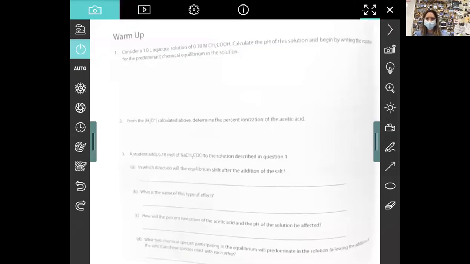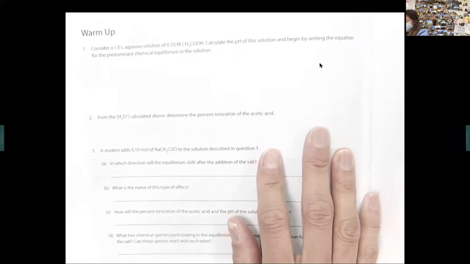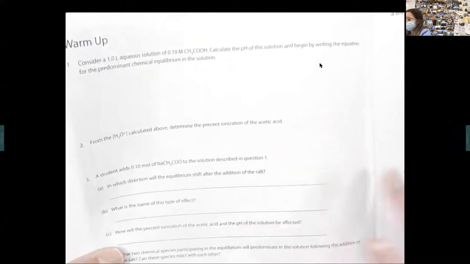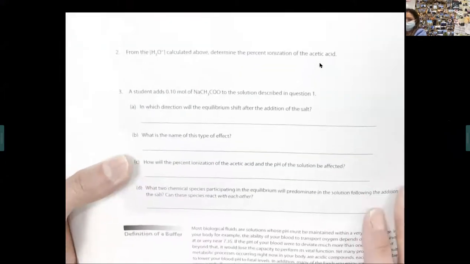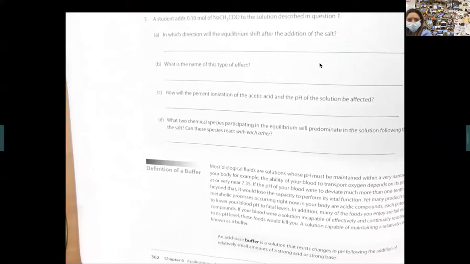Okay, we are on 6.2, the chemistry of buffers. This is for AP Chem, and I'm going to share my screen. We're on page 362, but we're going to skip this warm-up, and we're going to look down here at the bottom of the page under the definition of a buffer.